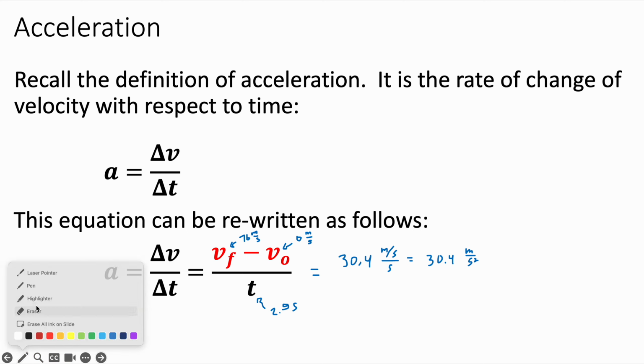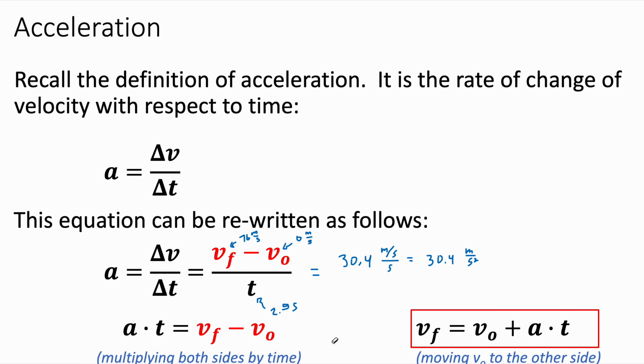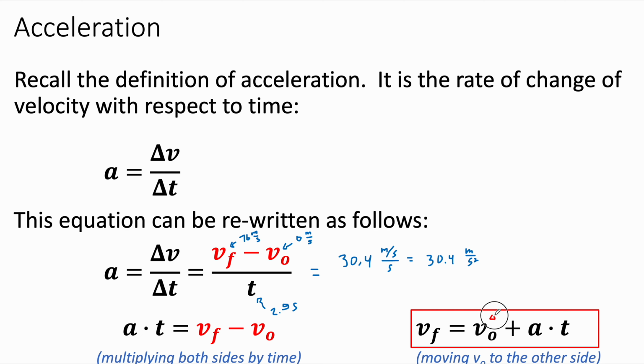But now let me take this a little bit further. You can actually rearrange it and do this by multiplying both sides by t. So if I take this t and move it to the other side, you can get that. Or rearranging it, you can get this. If I add v0 to both sides, getting rid of it on this side, move it over, you can get this equation. This is the other red box equation. This one allows you to find the final velocity if you know the original velocity and you know the acceleration of the object and the time that it's accelerating. It's kind of a fun equation. We'll use it a lot.